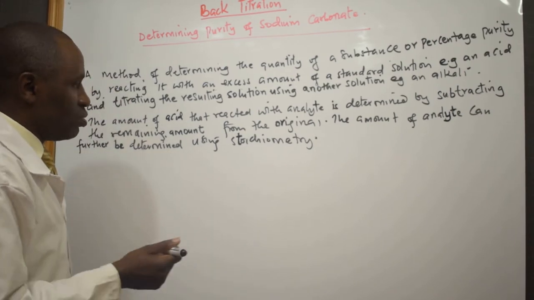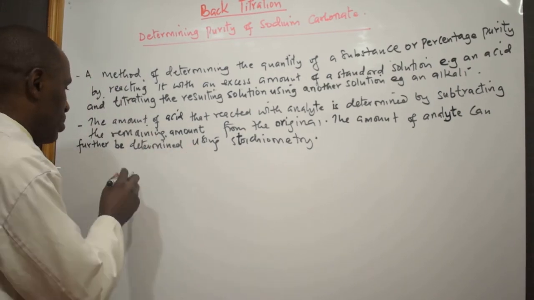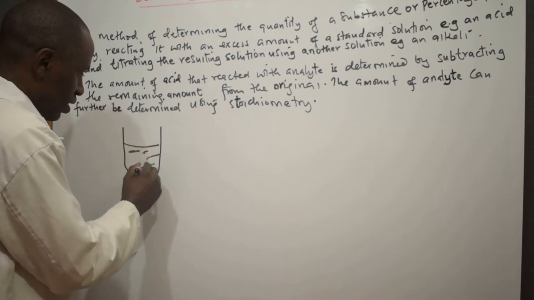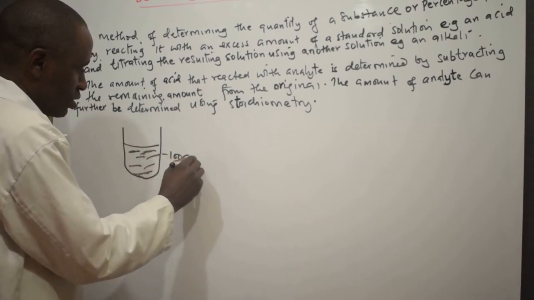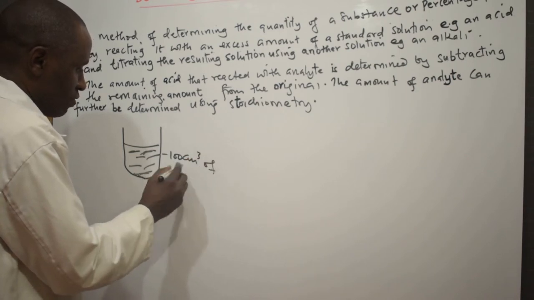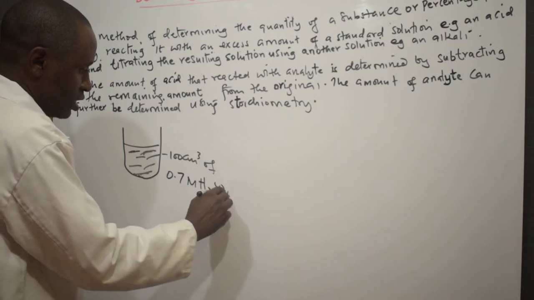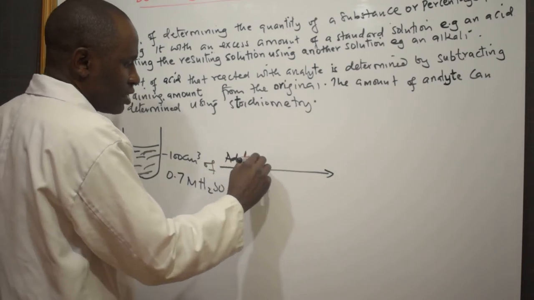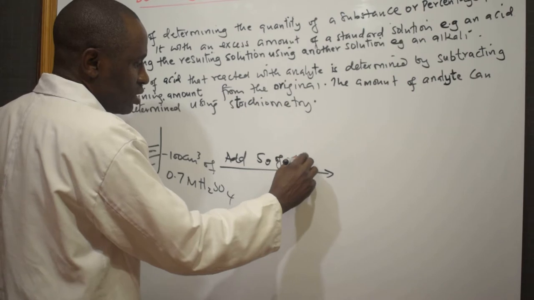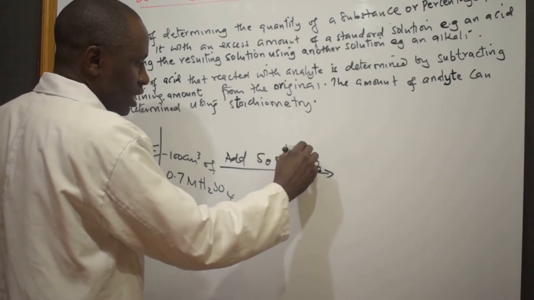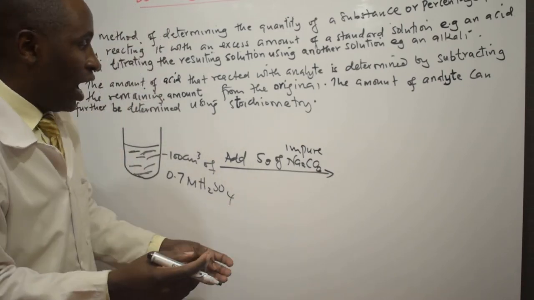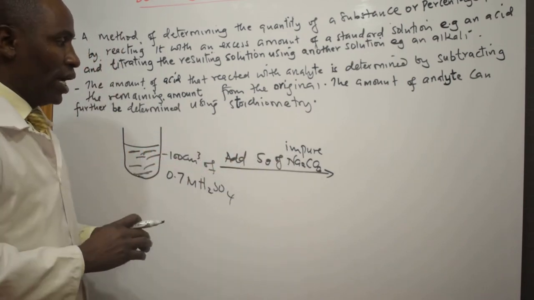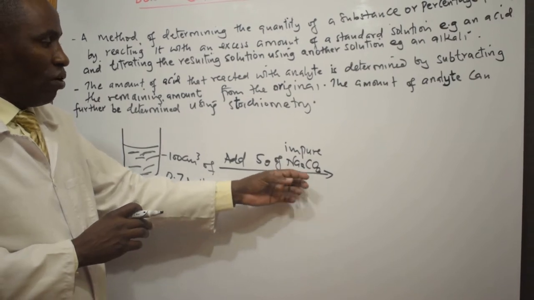So maybe I can put it in picture form, and we see what we're talking about. Now, if I have, for instance, 100 cubic centimeters of 0.7 molar sulfuric acid here, I'm going to add, for instance, 5 grams of sodium carbonate. And this one is impure. Just for example, I've taken a sample of impure sodium carbonate, and I'm supposed to work out its percentage purity.